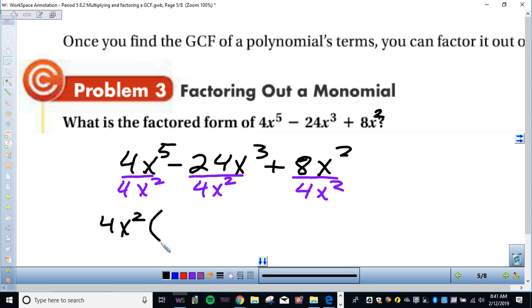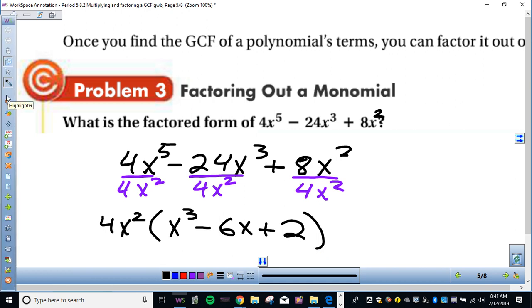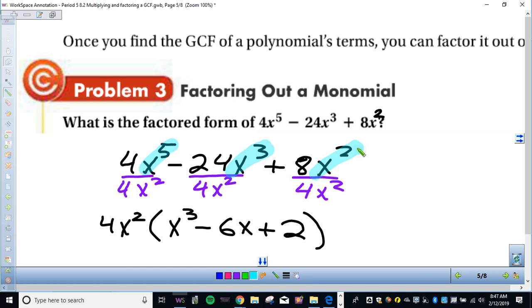What do I have left on that first fraction, Eva? X cubed. You can just keep going. Minus 6x. Plus 2. Just 2. Yeah. Why would we divide, like, I understand the 4x squared. So I look for the smallest number of x's I have, right? I have x to the 5th, cubed, and squared. Because I have x squared, that means I can take x squared out of all of them because every other exponent is higher than that. Okay?